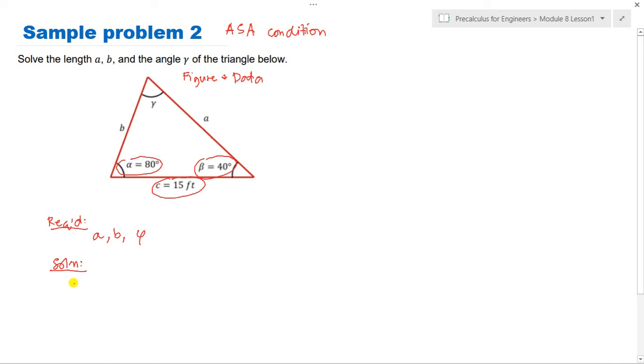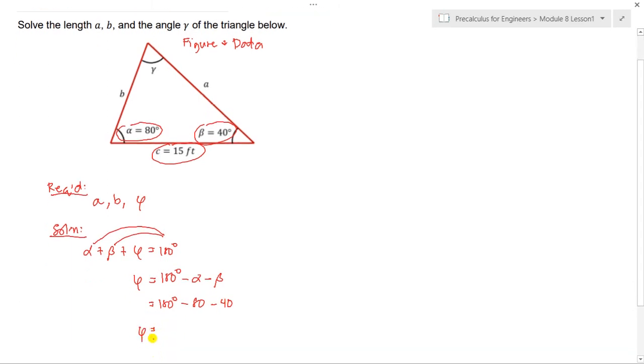Now from the rules of our triangle, the sum of all the angles is 180. That is alpha plus beta plus gamma is equals to 180 degrees. Since unknown man si gamma, ipangita na natin, so therefore gamma is equals to 180 degrees minus alpha minus beta. So that is 180 degrees minus alpha of 80 minus beta of 40, that is equal to our gamma is 60 degrees. Okay, nakakuha na tayo.